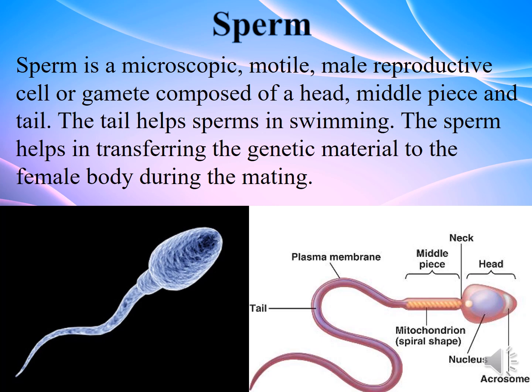Sperm is a microscopic motile male reproductive cell or gamete composed of a head, middle piece and a tail. The tail helps sperms in swimming. The sperm helps in transferring the genetic material to the female body during the mating or copulation between male and female. Even though a sperm has three parts, it is not multicellular, but it is actually a unicellular structure.